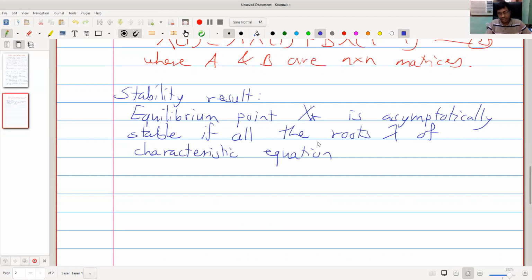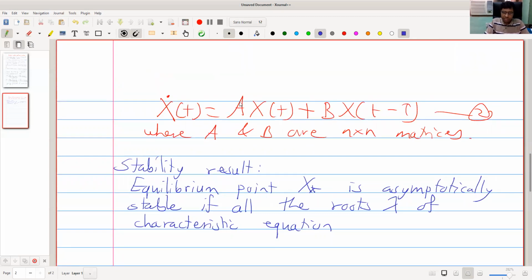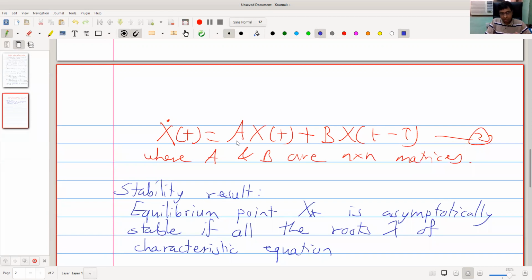In the earlier case, if capital A and capital B are real numbers and capital X is also a real valued function, then the characteristic equation is given by lambda minus A minus B e raised to minus lambda tau equal to 0. In this case, we are in n dimension. We are in R^n.